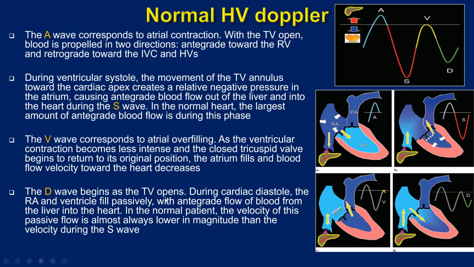And then the last wave is the D wave, which begins as the tricuspid valve opens. When the tricuspid valve opens, the right atrium just works as a conduit from the systemic veins, and will conduct the blood from the atrium to the ventricle. So the D wave is a forward wave. We will repeat this one in a table.